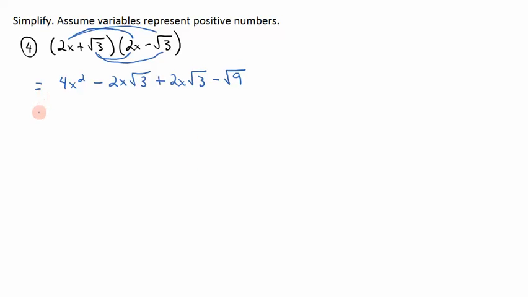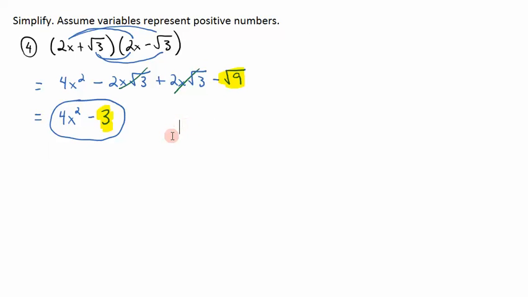So when I look at this, I can see that I can't combine 4x squared with anything. Negative 2x square root of 3 plus 2x square root of 3 is 0. And I have minus the square root of 9, but the square root of 9 is 3. So all I do is replace this with 3. And so we end up with 4x squared minus 3.